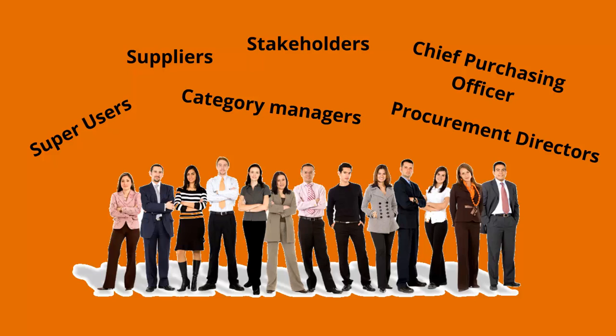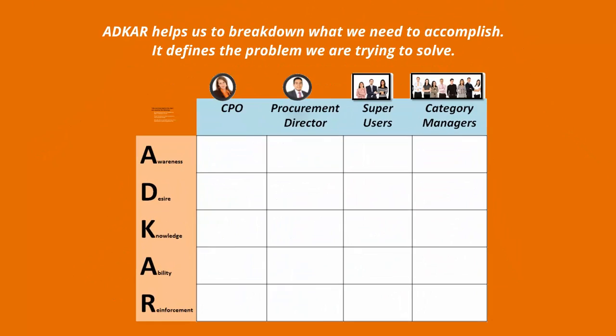To help understand what our implementation program will need to cover in order to help them change, we will start by creating an ADKAR chart. Placing each role across the top and the ADKAR steps vertically, we look deeper into the requirements of the table cells. On the ability line, we list what actions we want each role to accomplish.